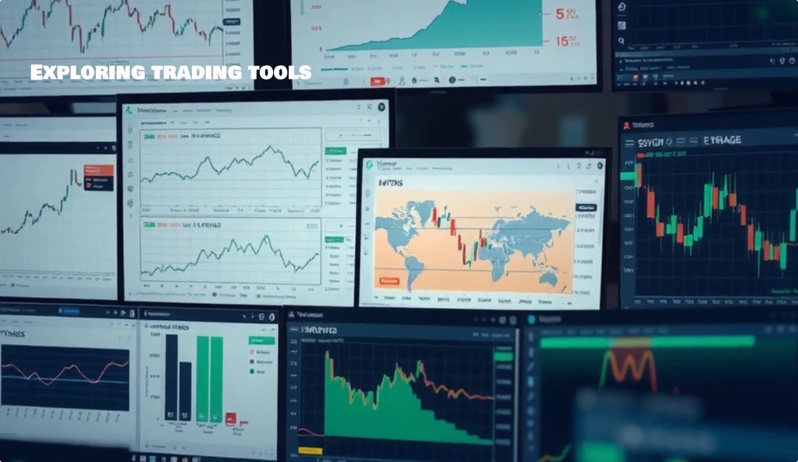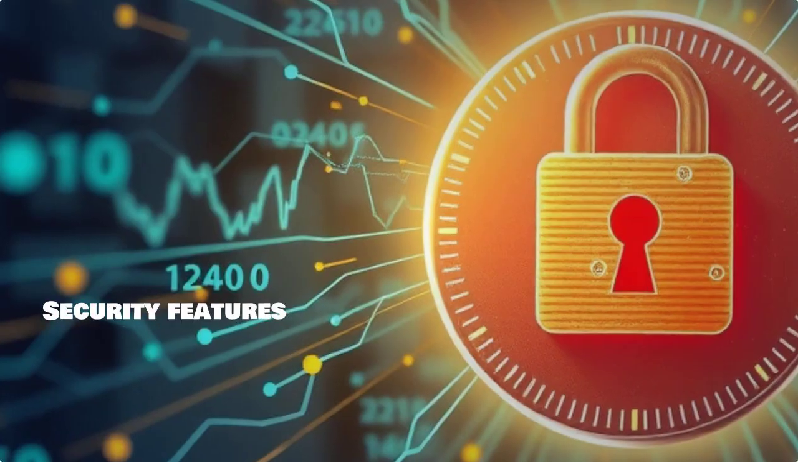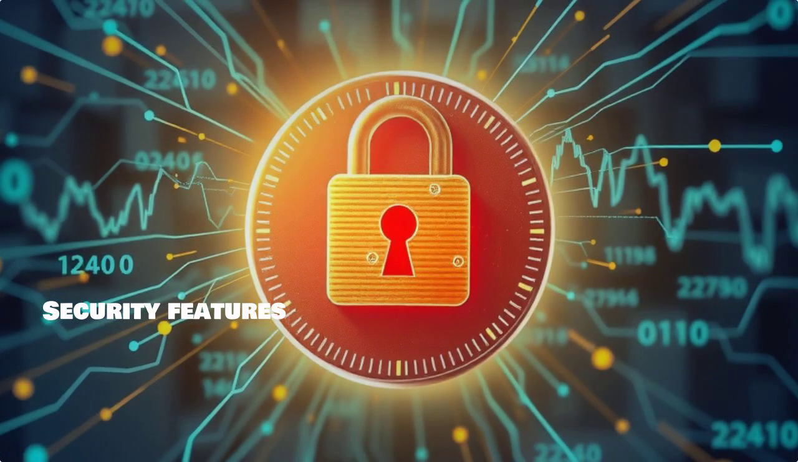E-Trade provides various resources and tools for traders. Let's take a quick look at what's available. Your security is a priority. Here's how E-Trade ensures your information is safe while you trade.